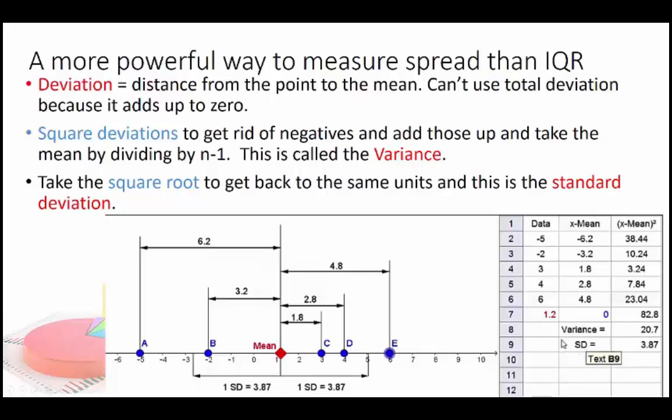So the way that we do it, and your calculator will do this automatically, is we take each data point minus the mean, square them, add them up, divide by n minus 1, and then take the square root to get the standard deviation. So you'll often see variance and standard deviation when you're looking at data.